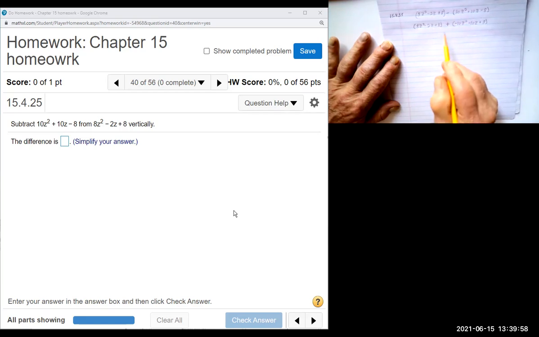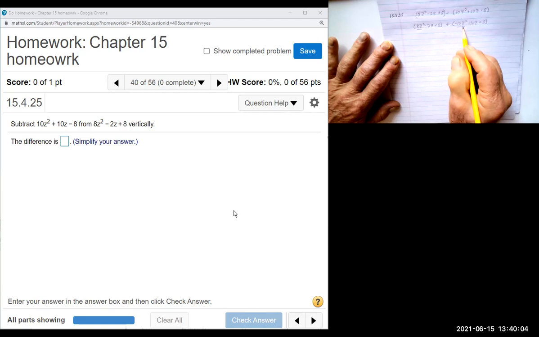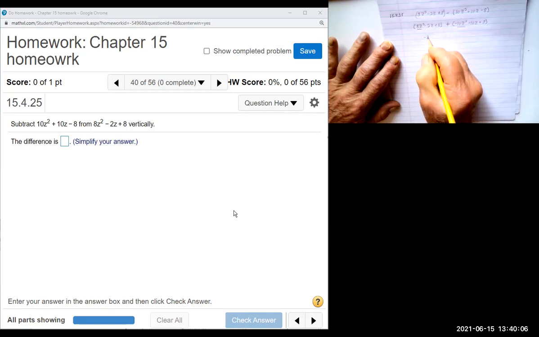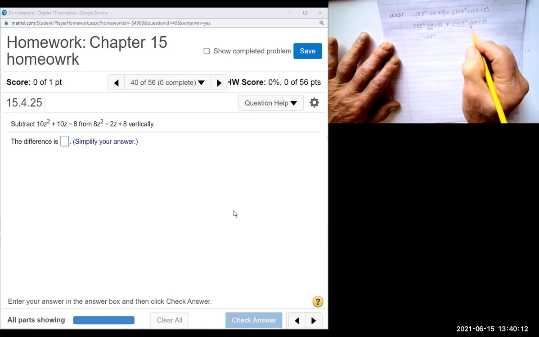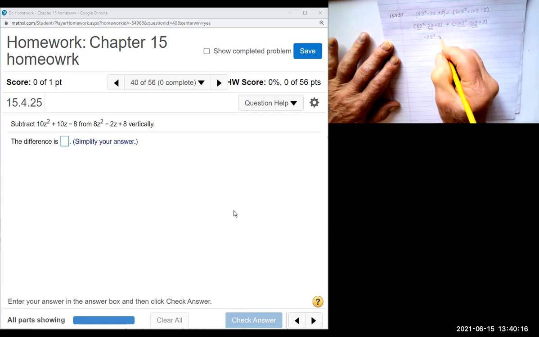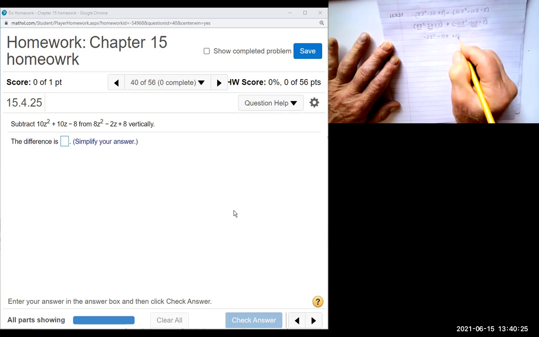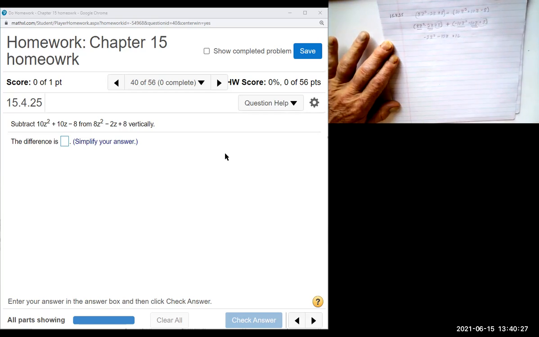Now we're adding. We want to add like things, so I'm going to underline the like pair of terms. So 8z squared and minus 10z squared is minus 2z squared. Let's double underline the z terms. So negative 2z and negative 10z is negative 12z. Let's circle the constant terms, 8 and 8. So that's 16. So there's how the subtraction is done.